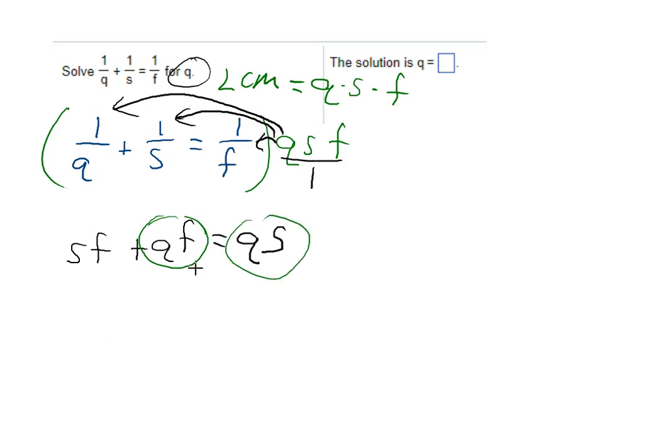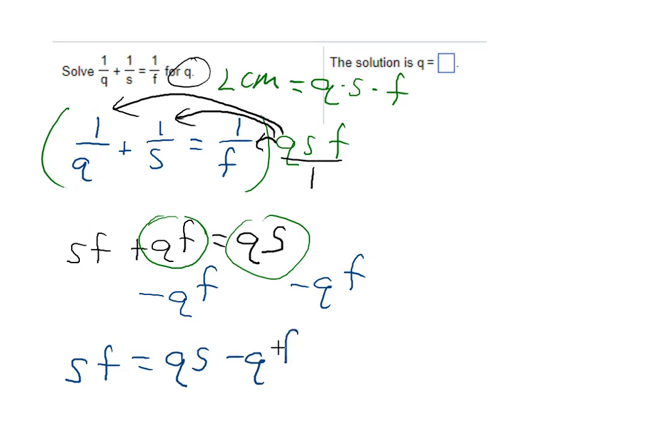This term is already by itself over here, QS. So let's bring the term with Q over to the right-hand side so that all of the terms with Q are on one side of the equation. I'm going to subtract the QF over to the right-hand side. On the left-hand side, I'll still have the SF. Then I'll have the QS minus the QF.